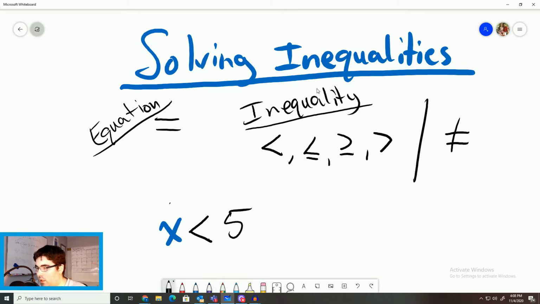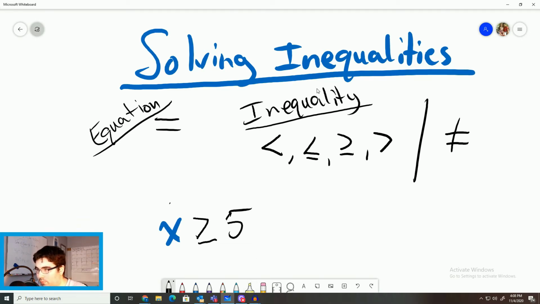And if I change this symbol, the order stays the same. Your wording just changes a little bit. So if I make it this, that means x is less than 5 or it's equal to 5 as well. And if we change this sign around, that would mean x is greater than 5, and this would mean x is greater than or equal to 5.